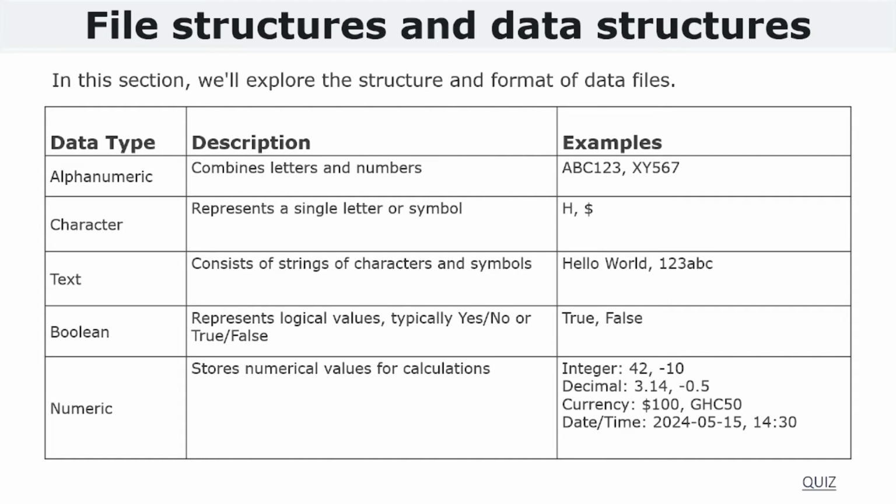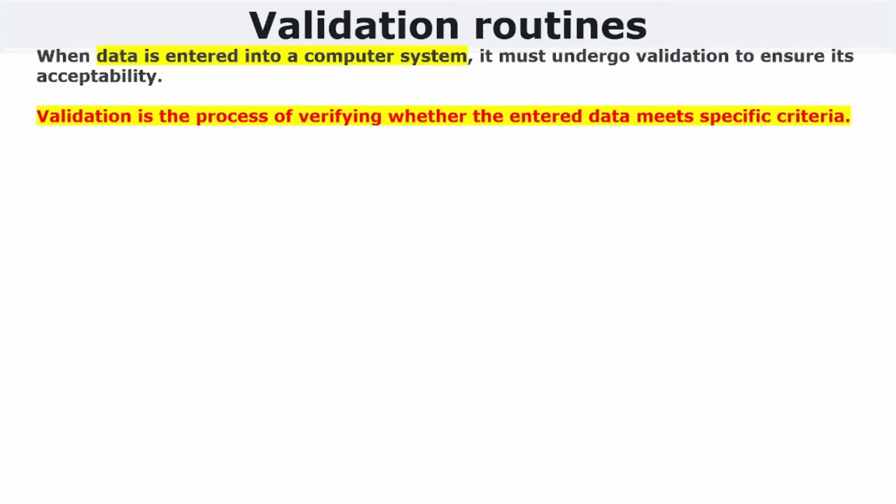And then text, we have just strings of characters and symbols that are put together. And then we have Boolean, that's a true or false, yes or no kind of question. And then you have numeric kinds of data, that is integers, decimals, currency, and then dates and times. Then we look at validation routines. When you enter data into a computer system, there's a need for it to be validated.